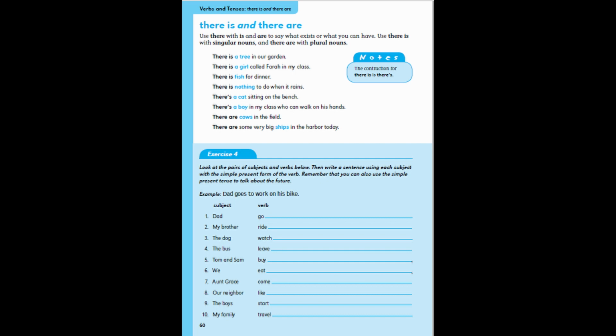There's a boy in my class who can walk on his hands. There are cows in the field. Now we're switching over to the plural side. There are some very big ships in the harbor today.